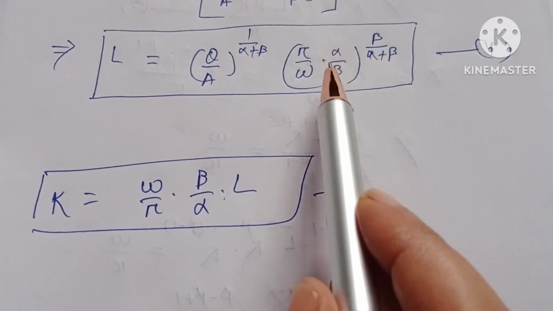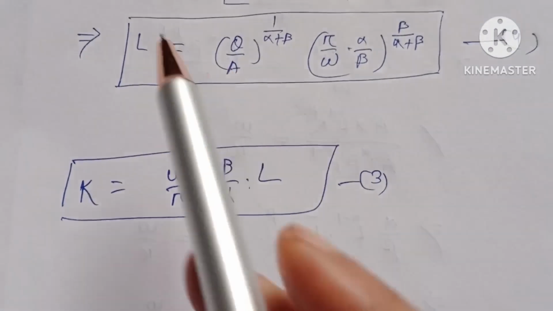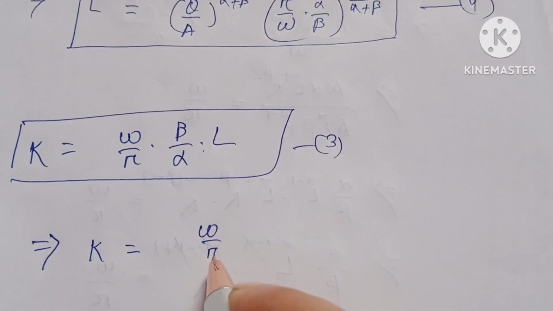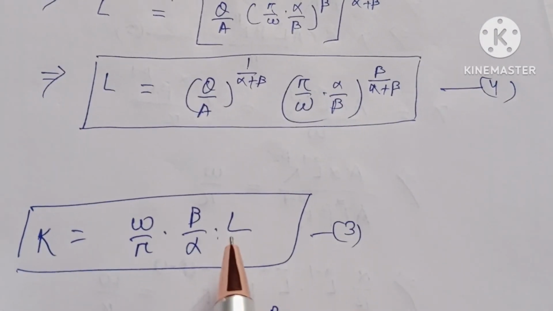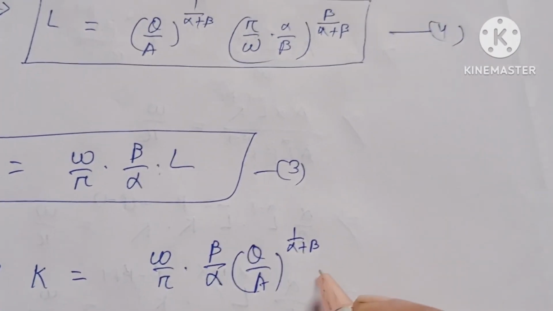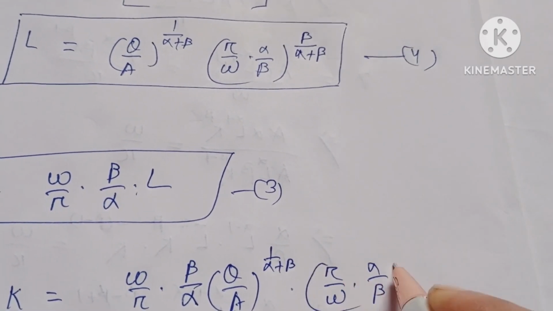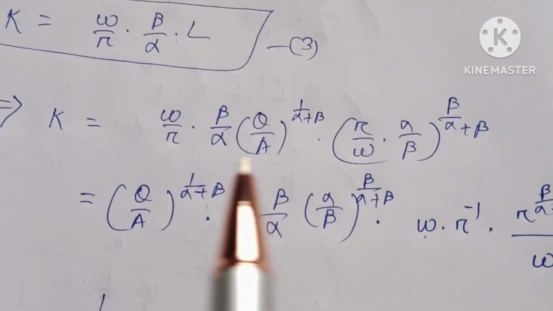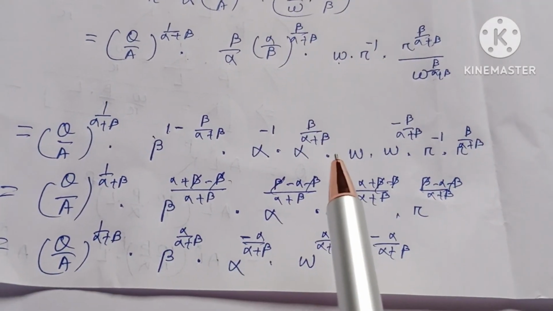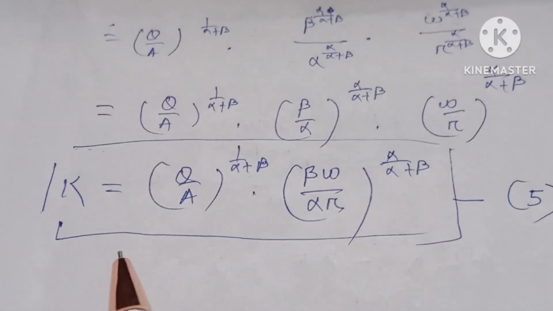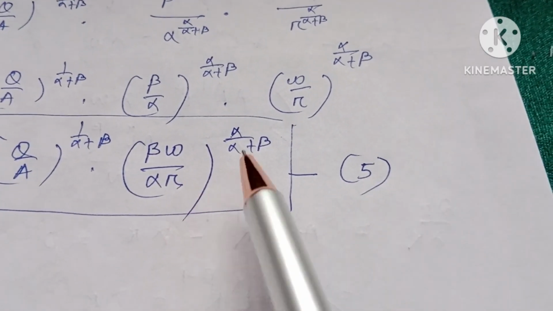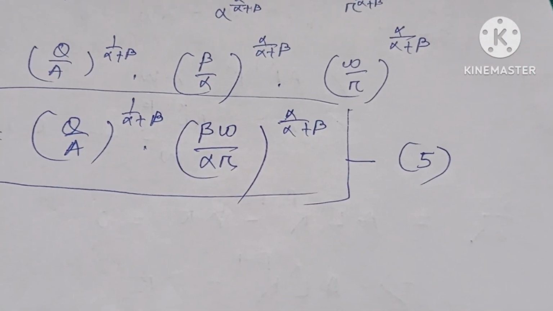So now substituting the value of L in equation number 3, we will put the value of L here. Solving this, K equals W by R into beta by alpha, and in place of L we put this value: Q by A whole raised to 1 by alpha plus beta, into R by W into alpha by beta whole raised to beta by alpha plus beta. So finally, by putting the value of L in equation 3 and solving this, we get the value of K equal to Q by A to the power 1 by alpha plus beta into beta by W divided by alpha R whole raised to alpha by alpha plus beta, right? And this becomes your equation number 5.